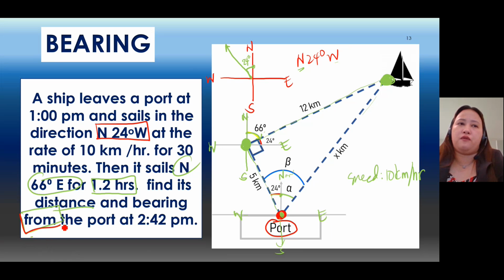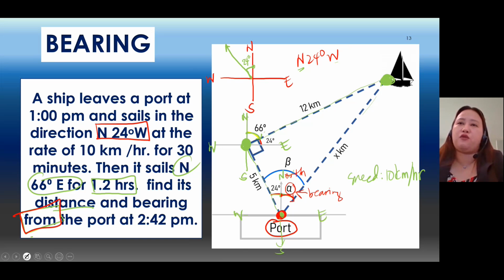So you'll have here the north. Okay? So from the north, going to the line that connects the port and the last point, this alpha was used to denote the bearing. So that is the bearing. Okay. So what is the first step in solving this?